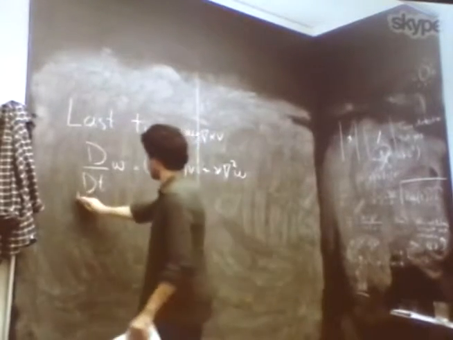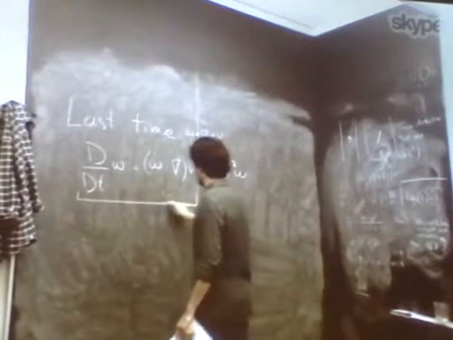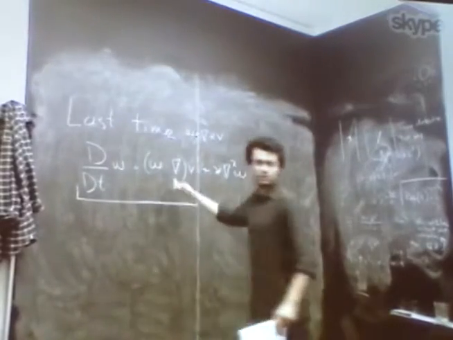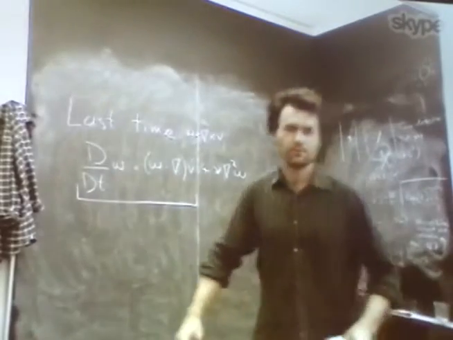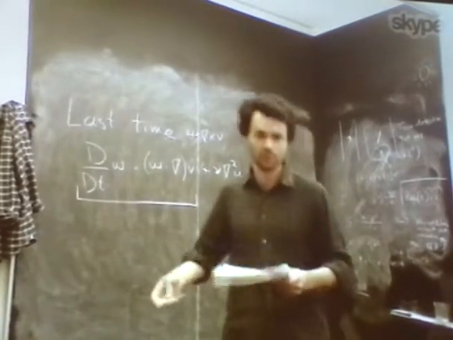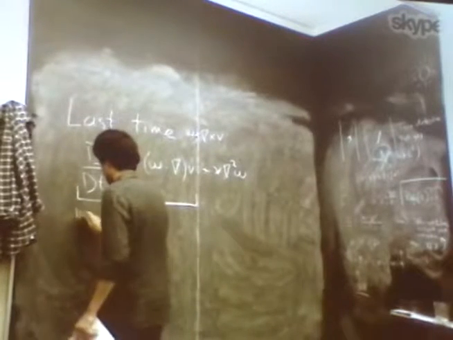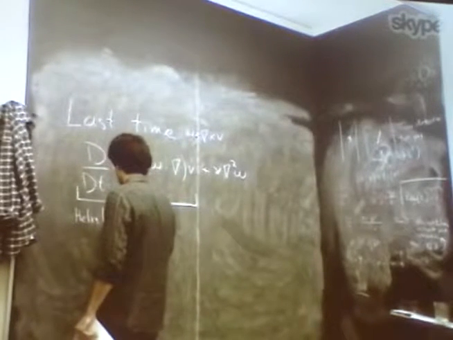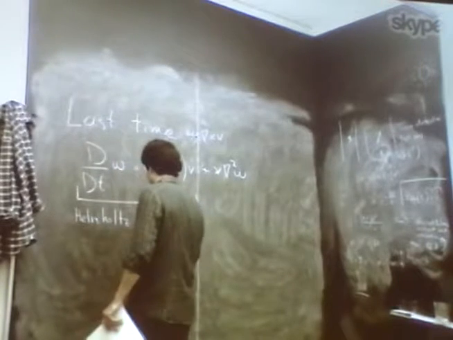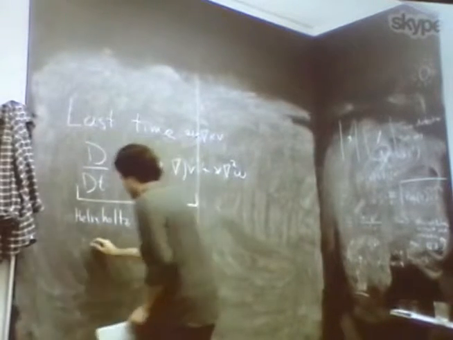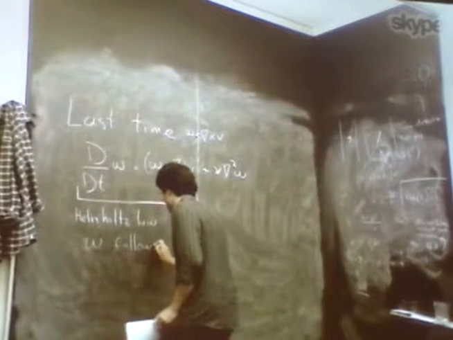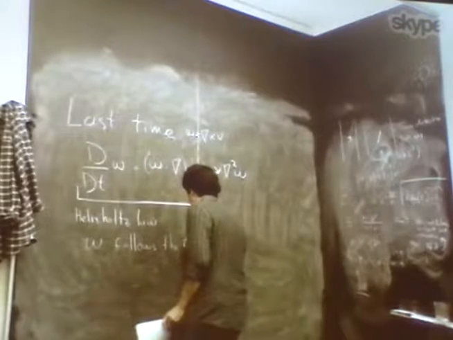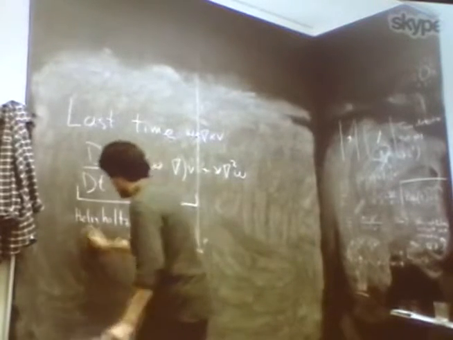And then we took part of the equation, which we understood in a way which is kind of physical and easy to interpret, as a simple rule, a Helmholtz rule, which tells us that essentially vorticity follows the fluid, or goes with the flow, if you like.